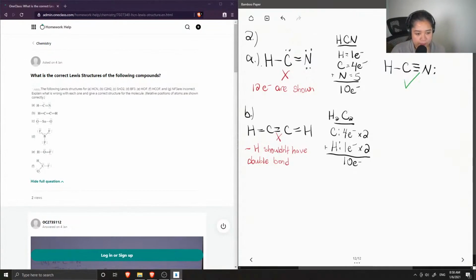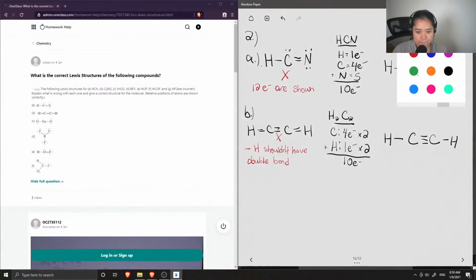And the one on the left also has more than enough, so it has around 12. So let's draw the correct structure with single bonded hydrogens. The carbon will still have a double bond, or actually it should have a triple bond now, so that it would have a full octet. And then the last carbon also has a single bonded hydrogen. So if we count out all the electrons, there are 10. So this structure is now correct.